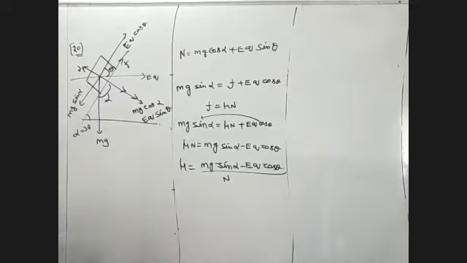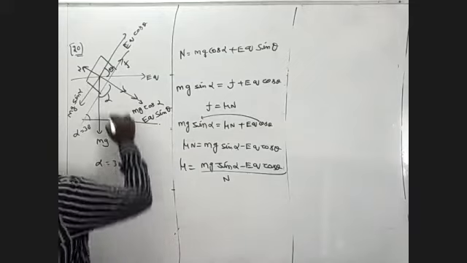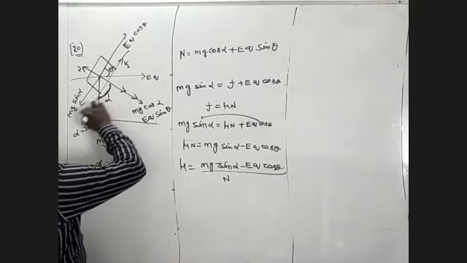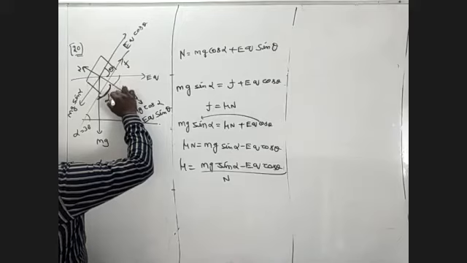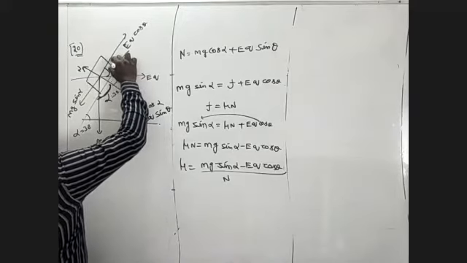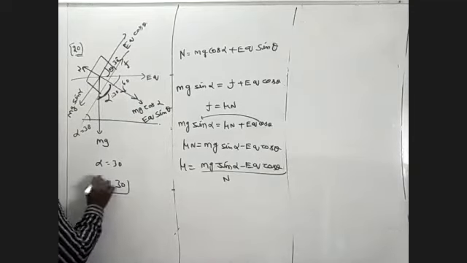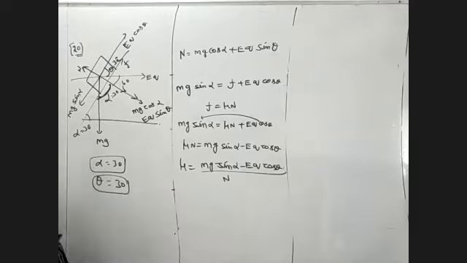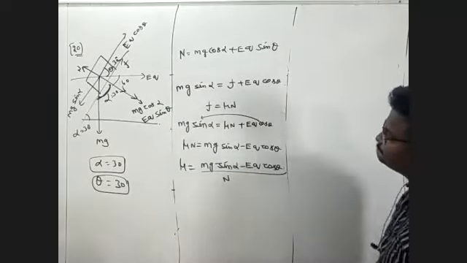Now we are going to calculate that. Alpha is equal to 30 degrees. This is 30, 30. This is 60, again from the K series. Theta is equal to 30, alpha is equal to 30, theta is also equal to 30 degrees.